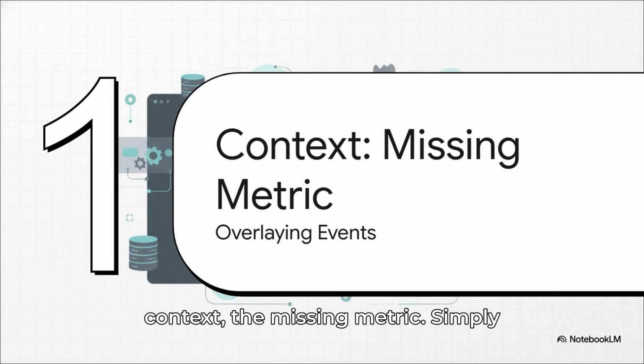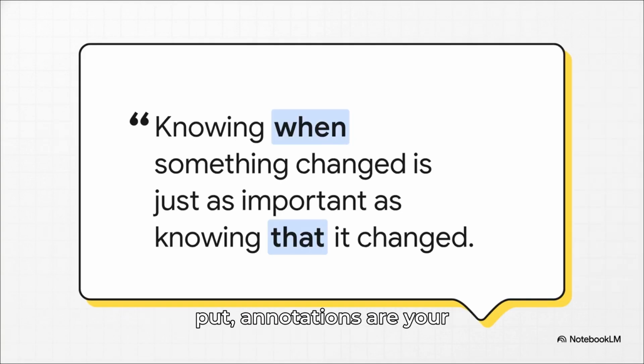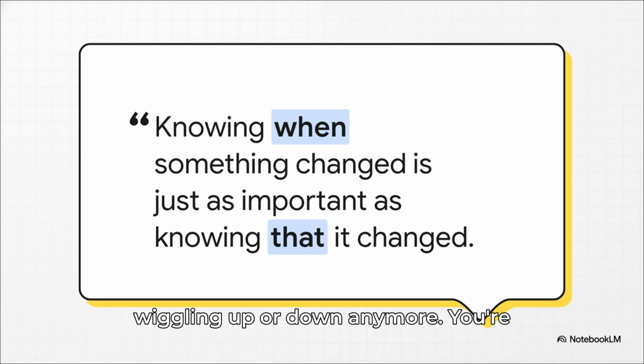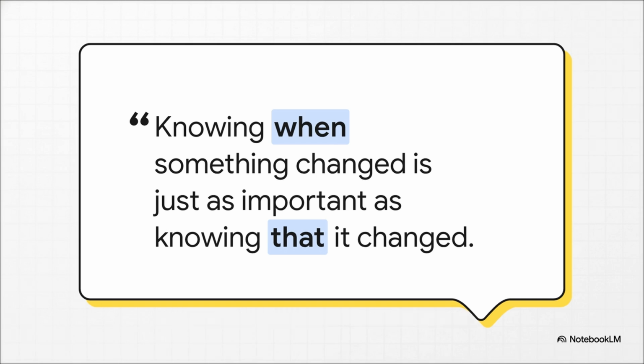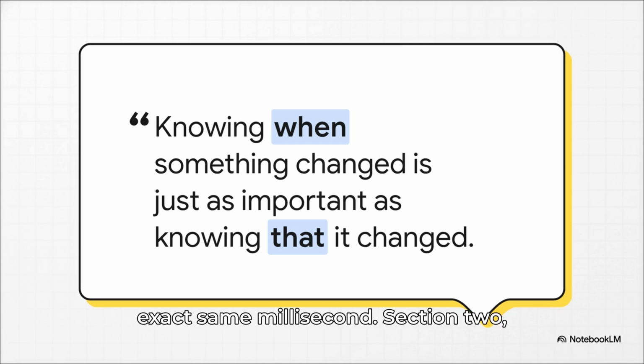Section 1. Context, the missing metric. Simply put, annotations are your way to overlay rich event information directly on top of your graphs. They show up as these distinct vertical lines and little icons right on your time series panels. So the crucial point is, annotations bridge that massive gap between raw, passive metrics and active, readable operational timelines. They take abstract numbers and turn them into a story. You aren't just looking at a line wiggling up or down anymore, you're looking at the actual narrative of your infrastructure, complete with the major plot points of what human or automated actions happened at that exact same millisecond.